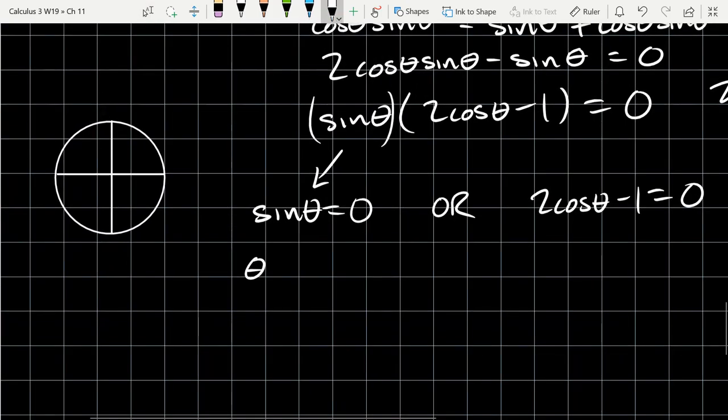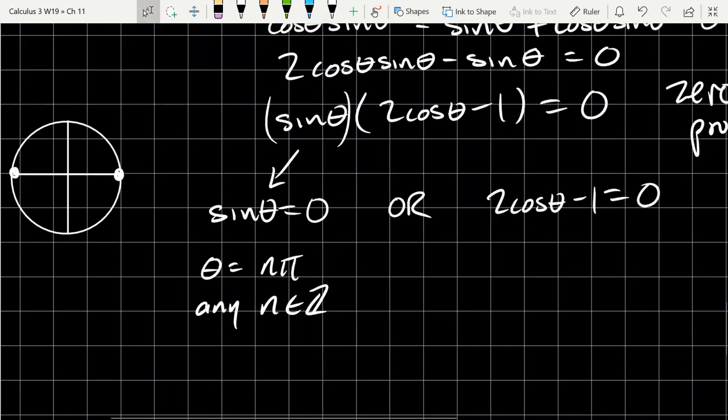All right, so sine theta needs to be 0. That's the y coordinate. So there are two places on the unit circle where that happens, right there. So theta equals, there's not just two spots, but that's 0 pi, 1 pi, 2 pi, 3 pi, 4 pi, 5 pi, and also negative 1, negative 2, negative 3 pi. So we'll write it as n pi for any integer n. So any integer multiple of pi will be right there. All right, that takes care of the sine.